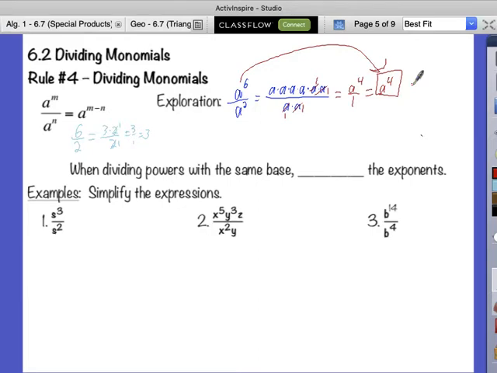When I look at this, I see a great parallel to what we had with multiplication. With multiplication, if they had the same base, we added the exponents. Well, what's the opposite of multiplication? It's division. So we're going to do the opposite of adding, and we're going to subtract. So when dividing powers with the same base, subtract the exponents.